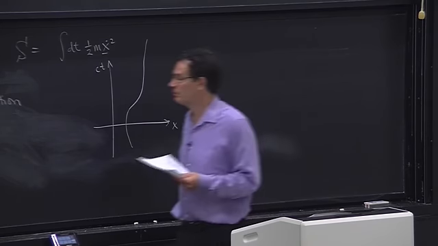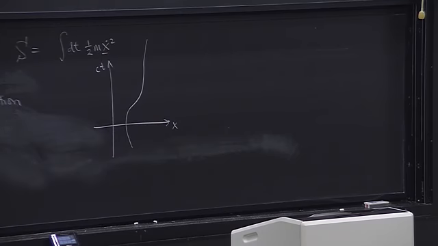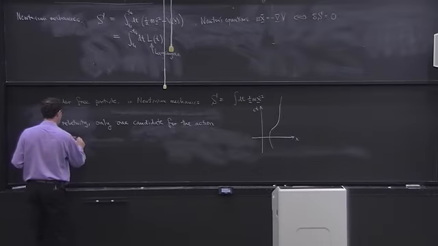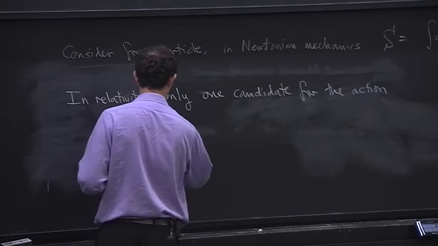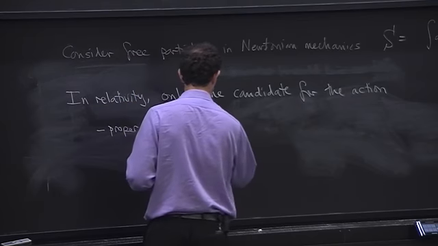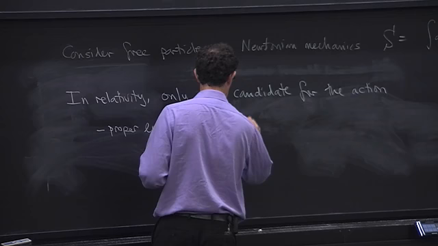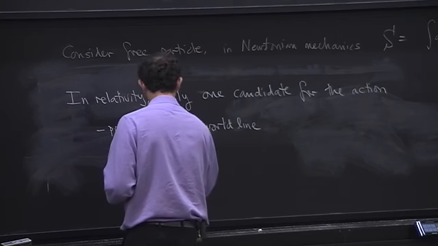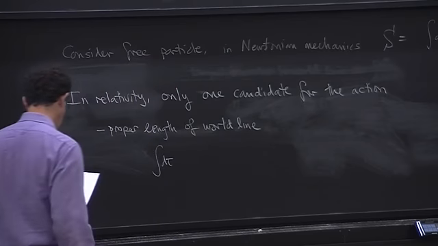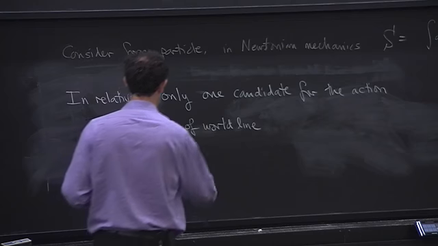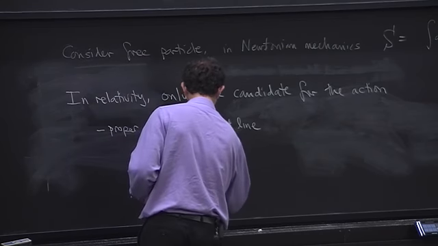The proper time. Just the length of the world line. Okay, the proper length of the world line. Proper means relativistic invariant length. So it's just the integral of d tau, which is equal to the integral.